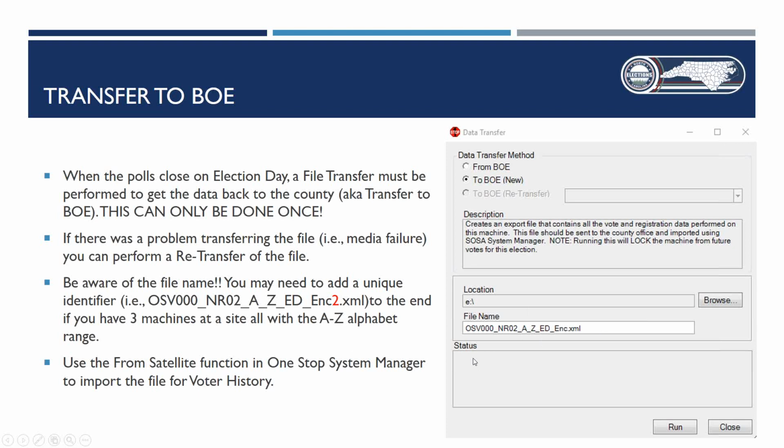All right, and then once you've created these files on your USB drive, you take that USB drive back to your office, you plug it into your computer, you launch One Stop System Manager, and then there's a big From Satellite button on the left-hand side that you'll click, point it to your USB drive, and it'll import the file. Once the file is imported, you'd be able to go into voter history review and see everything there.